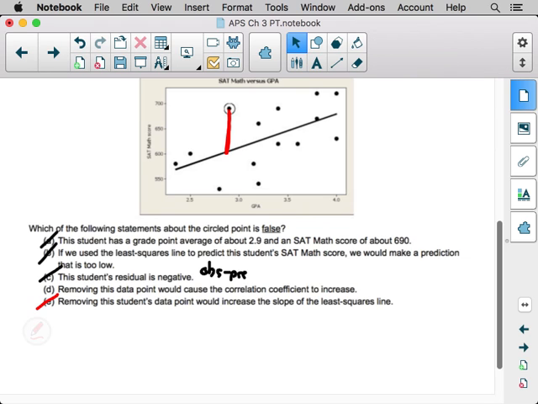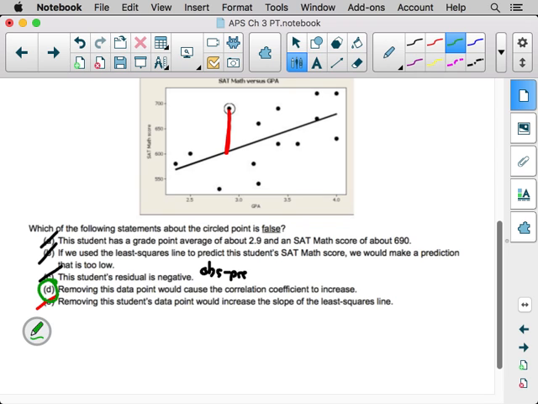Now, let's say there were a point down here. If I had a point here and I got rid of it, then we would say that would actually increase our relationship, right? This one still kind of follows a general trend. So yeah, I don't think removing it is going to have a huge difference on our relationship.